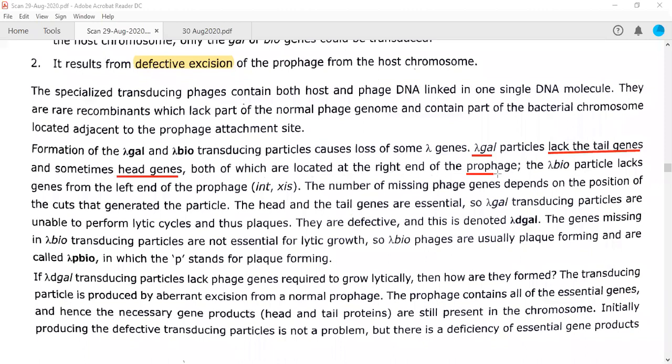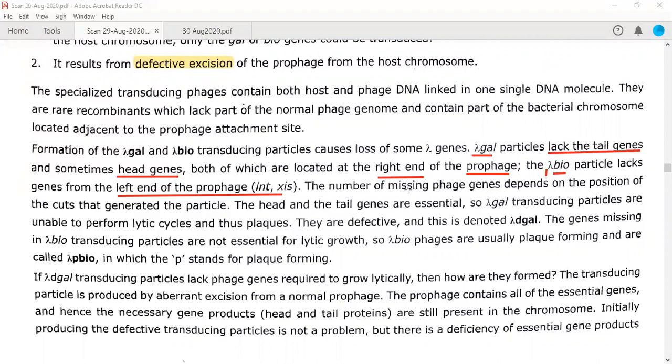So when this prophage is integrated into the bacterial chromosome, it is present on the right hand side of this integrated chromosome. Now the second case, if it is taking this biotin synthesizing gene, these particles lack genes from the left end of the prophage, which are actually the integrase or the excision genes, which are required for the excision process. So suppose they are not present, now you can think of what can happen. It will not be able to integrate, or not be able to excise itself, right?